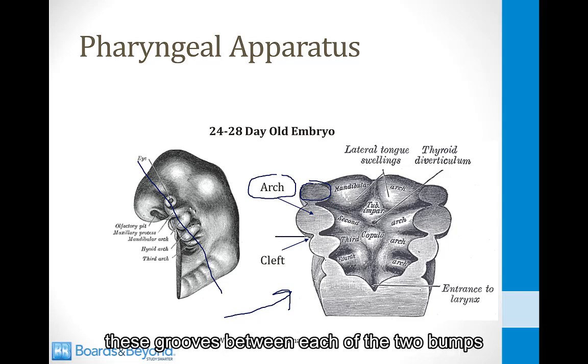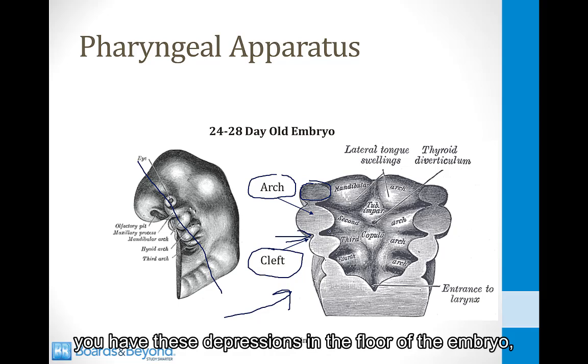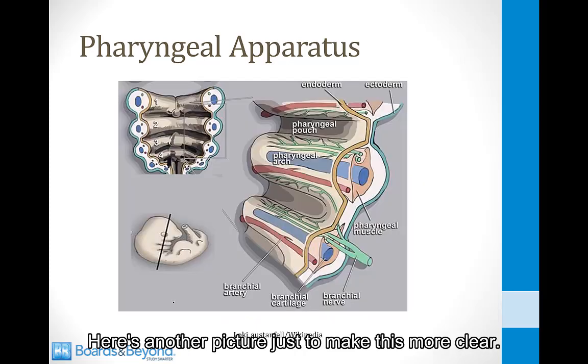Outside of the arches, these grooves between each of the two bumps is called a pharyngeal cleft. And then running down the middle, you have these depressions in the floor of the embryo, and those are called the pharyngeal pouches. Here's another picture just to make this more clear.